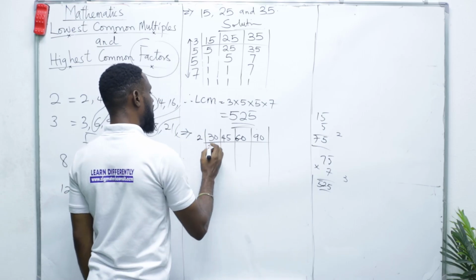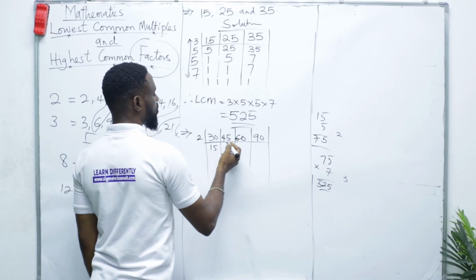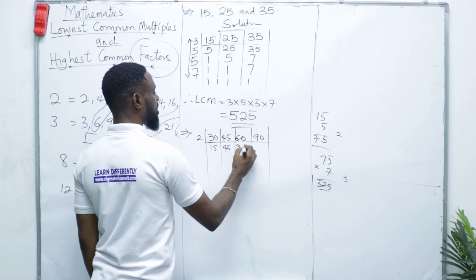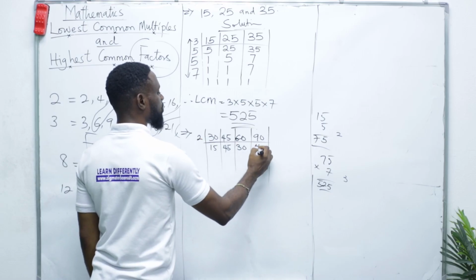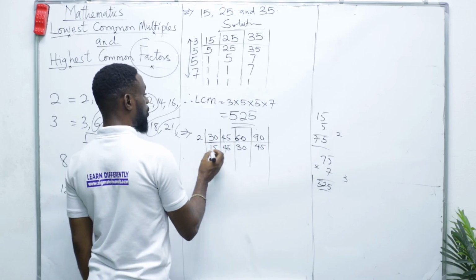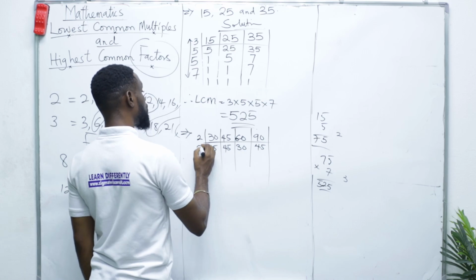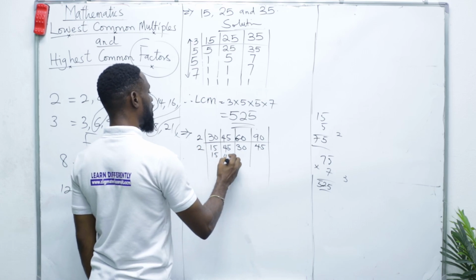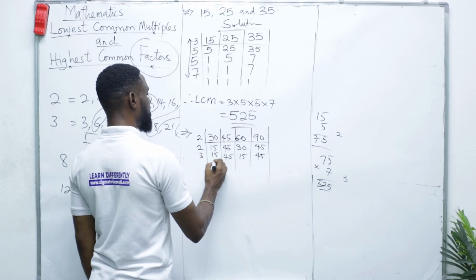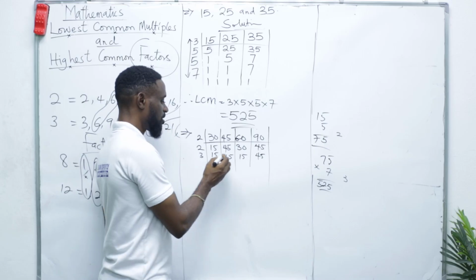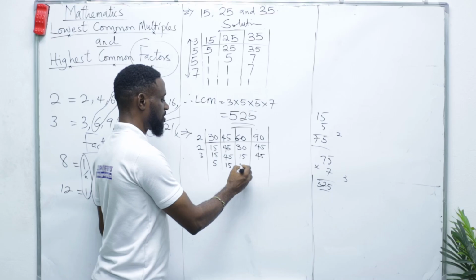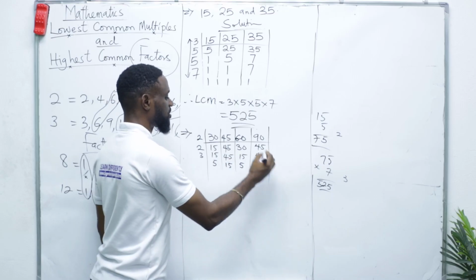2 into 30 is 15. 2 into 45 will not go, so we'll bring the 45 down. All right? 2 into 60, 30. 2 into 90 is 45. So what can go again? Let's still use 2 since we have 30 here. 2 here, 15, 45, 15, 45. So let's go with 3. 3 into 15 is 5. Okay? Then 3 in 45 is 15. 3 in 15 is 5. 3 in 45 is 15.